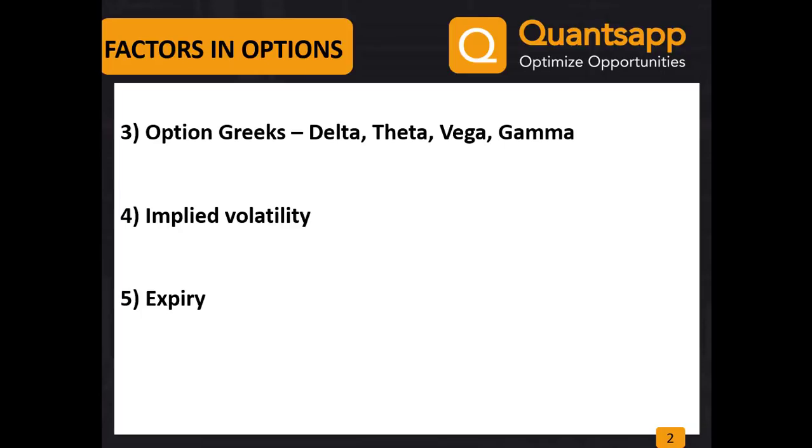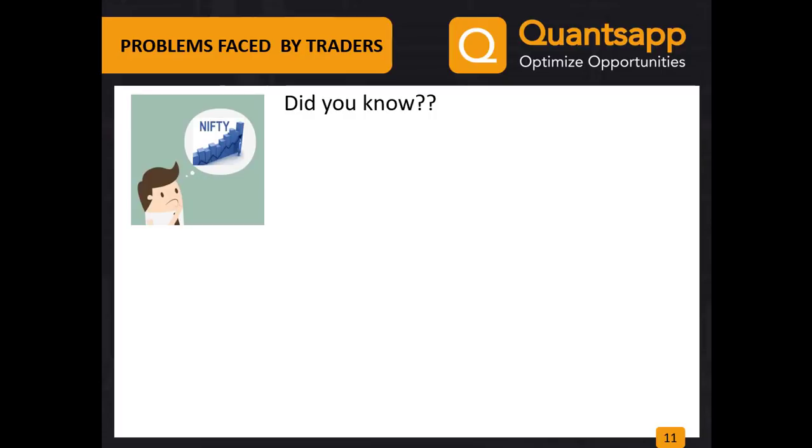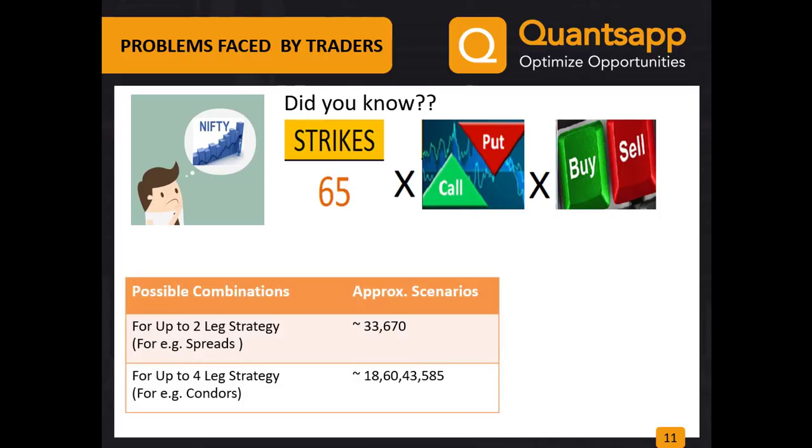So let's understand this with an example. If we take the case of our main index Nifty, we would notice that in Nifty itself there are 65 active strike prices, and we have them for calls and puts. Also we can buy or sell calls and puts. So if we had to form any two-leg strategy using the above factors, there would be over 33,670 possible scenarios. And if we had to form a four-leg strategy, it would be over 18 crore 60 lakh plus scenarios. So had you ever thought about it?